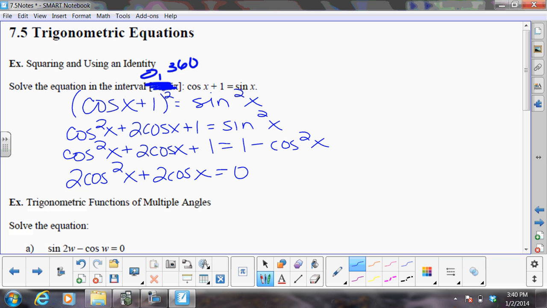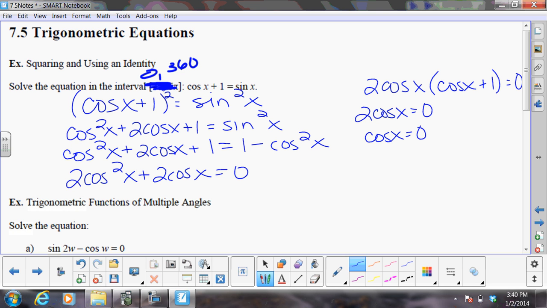Well, that doesn't double bubble, but it does have common factors. So factor out 2 cosine x. We are left with cosine x plus 1 equals 0. Set each of those equal to 0. Here cosine x is 0. Here cosine x is negative 1. Cosine is 0 at 90 and 270. And cosine is negative 1 at 180.